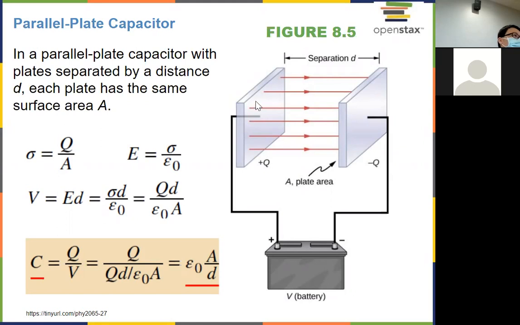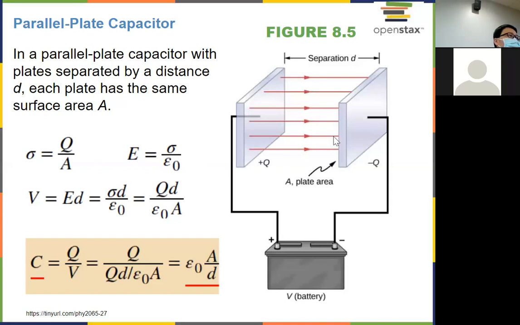If you have Q deposited on the plate and it is uniformly distributed, then the surface charge density on the plate is sigma equals Q divided by the area of the plate. In the previous chapter, we found that the E field between the two plates is sigma over epsilon naught. For one plate it is sigma over 2 epsilon naught. You have two plates, one positively charged and the other negatively charged, so the electric fields add and actually double, so it's sigma over epsilon naught.